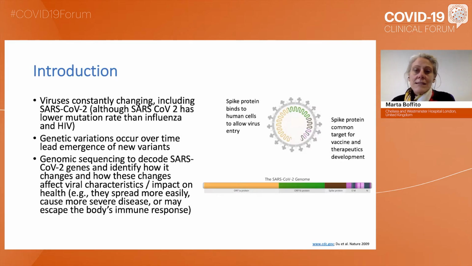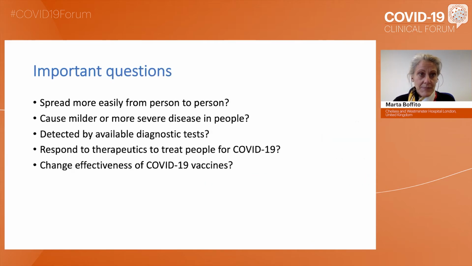The cartoon in the slide shows the genome of the SARS-CoV-2 virus. And you can see that there are different areas of the genome. Over the next 15 minutes, we're going to focus mainly on the spike protein. The spike protein binds to human cells to allow virus entry, and it is also a common target for vaccine and therapeutics development. So that's why it's quite important to learn about it.